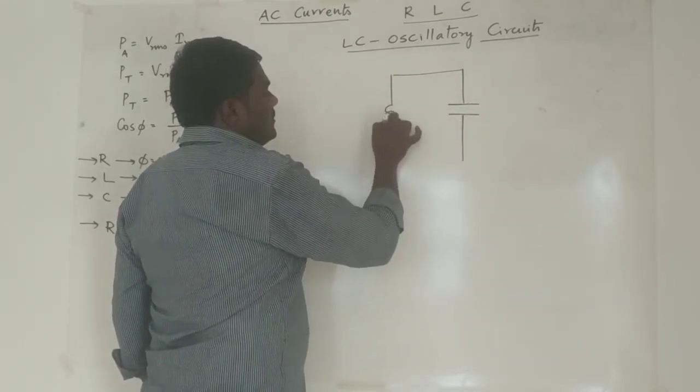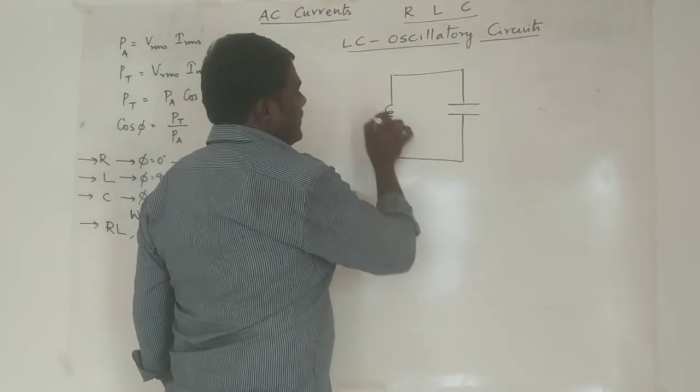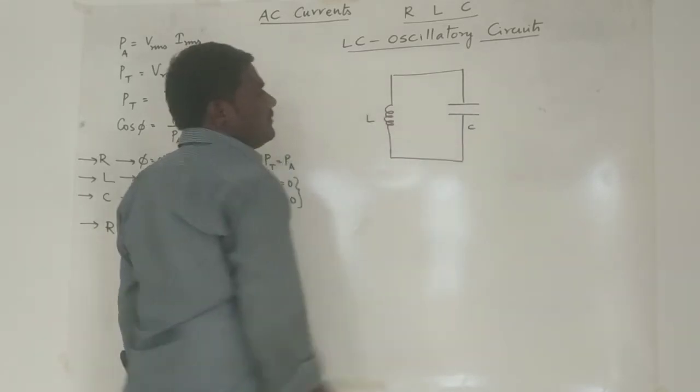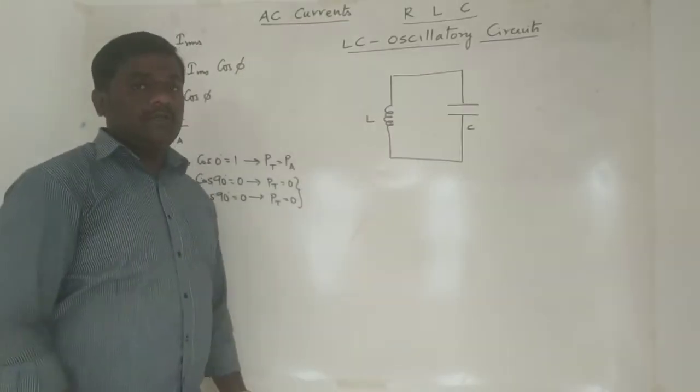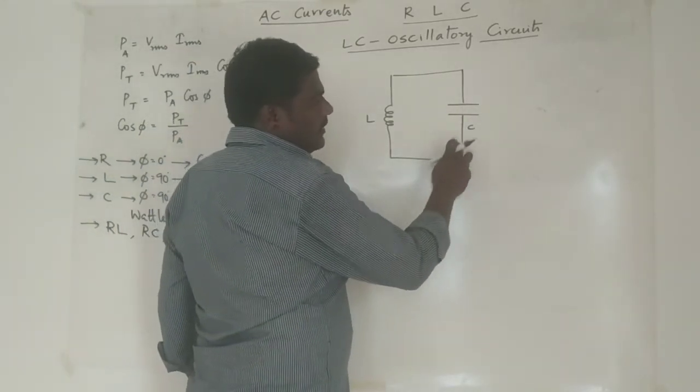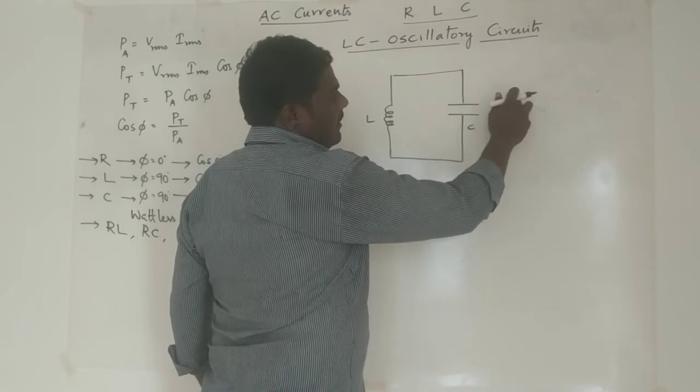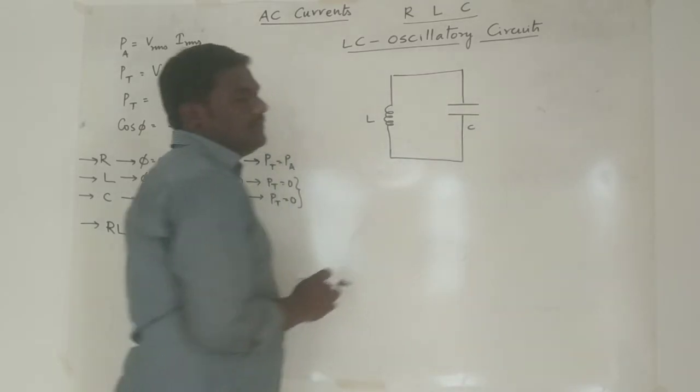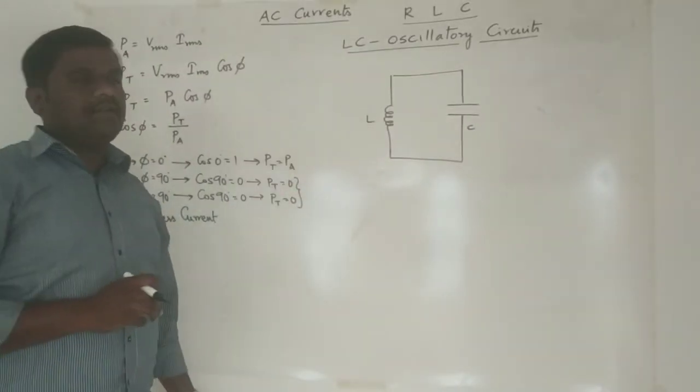This is a simple LC oscillatory circuit. So in the material, I have introduced a key K2 here and one extra battery along with K1 I have given. So that is removed here.